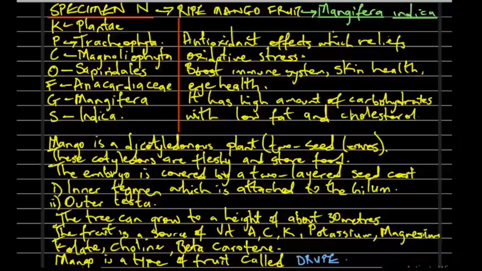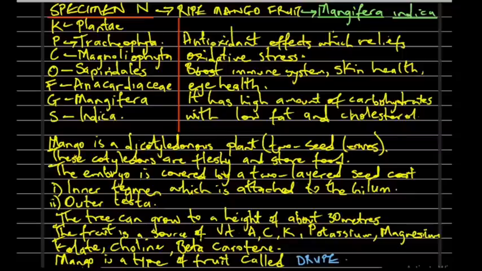So mango is a dicotyledonous plant, which means it has two seed leaves. This particular crop has cotyledons which are fleshy and store food. The embryo is covered by a two-layered seed coat. We have the inner tegmen, which is attached to the hilum, and the outer testa. So those are the two-layer seed coats. The tree can grow to about 30 meters in height.